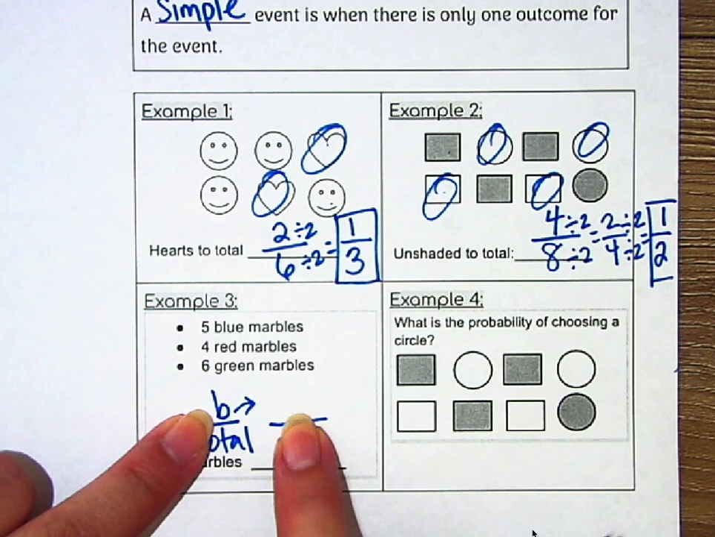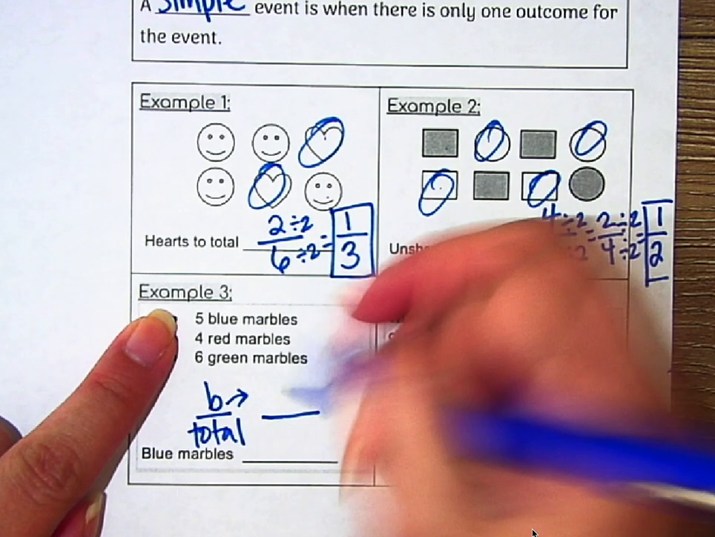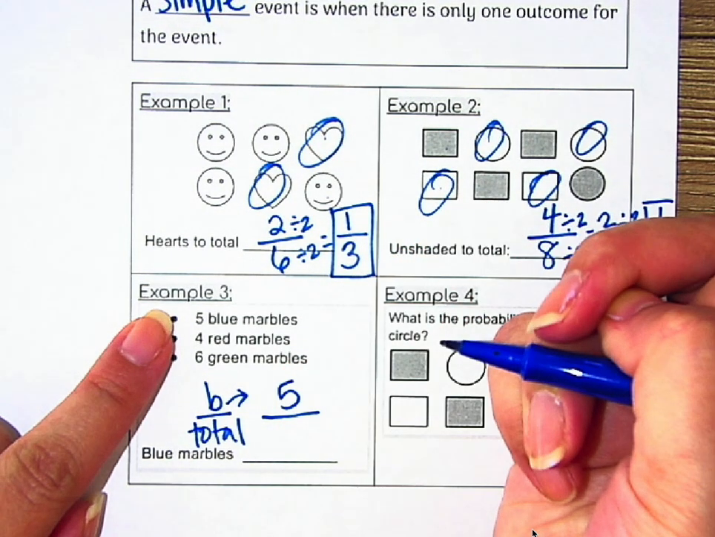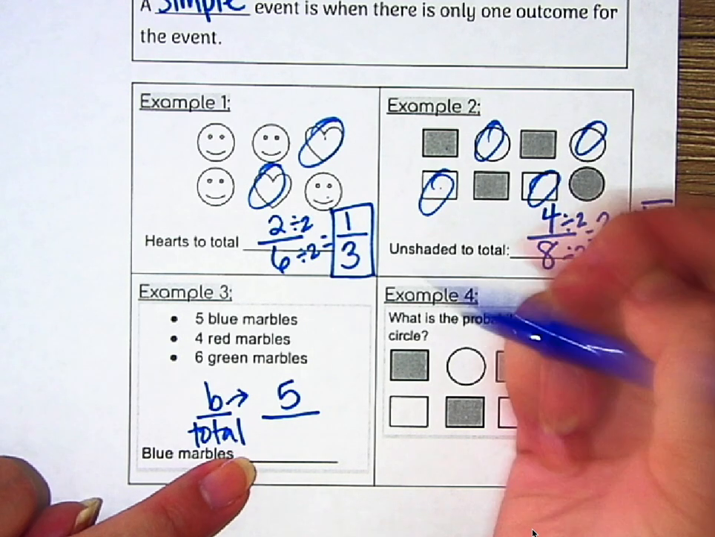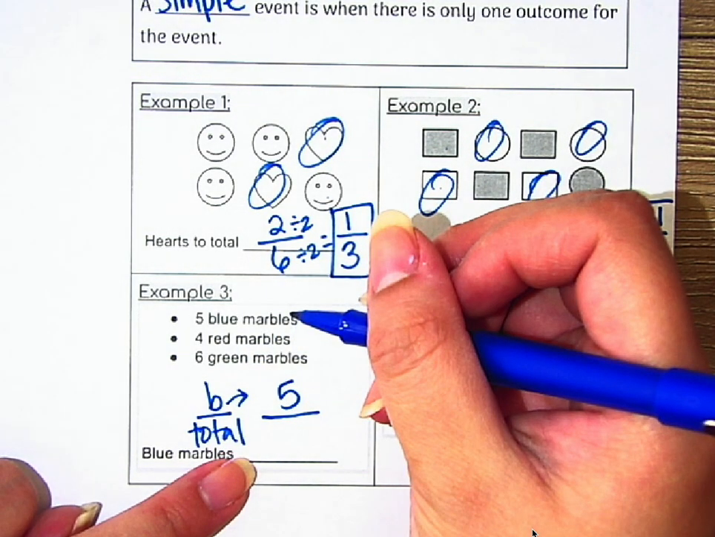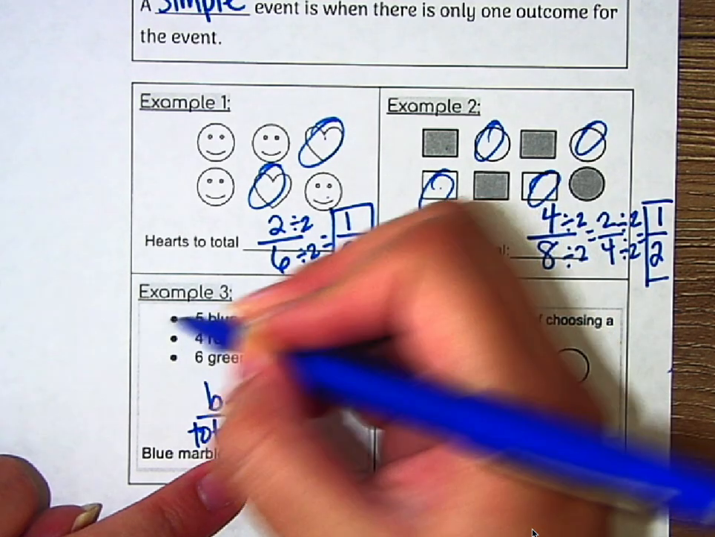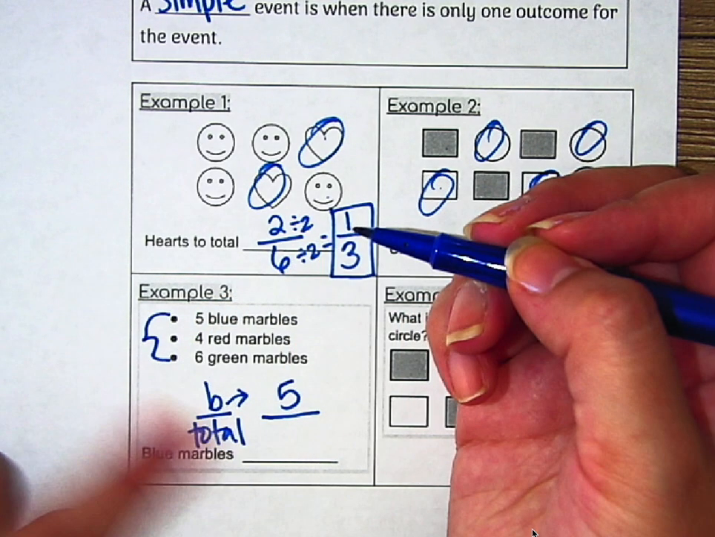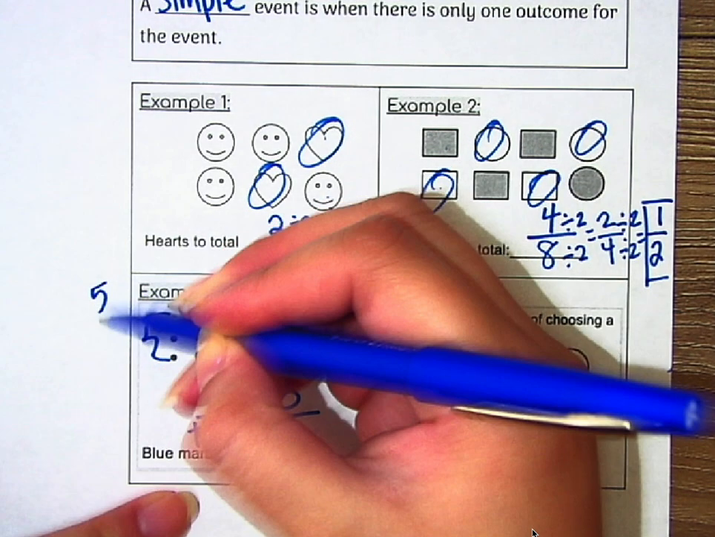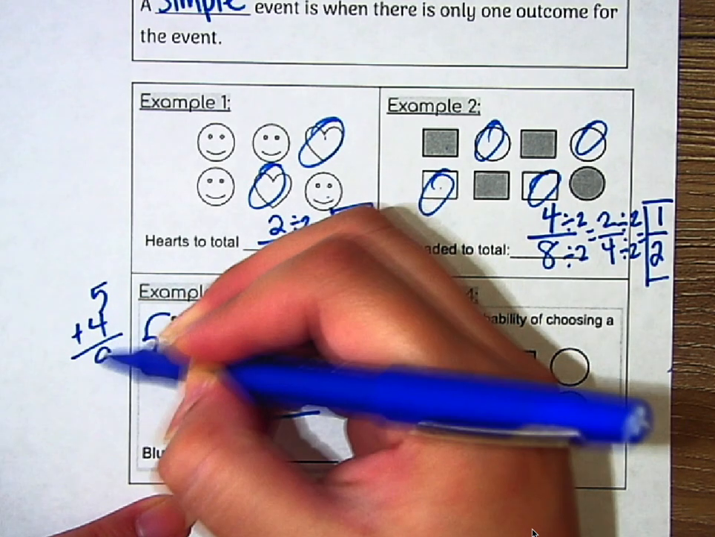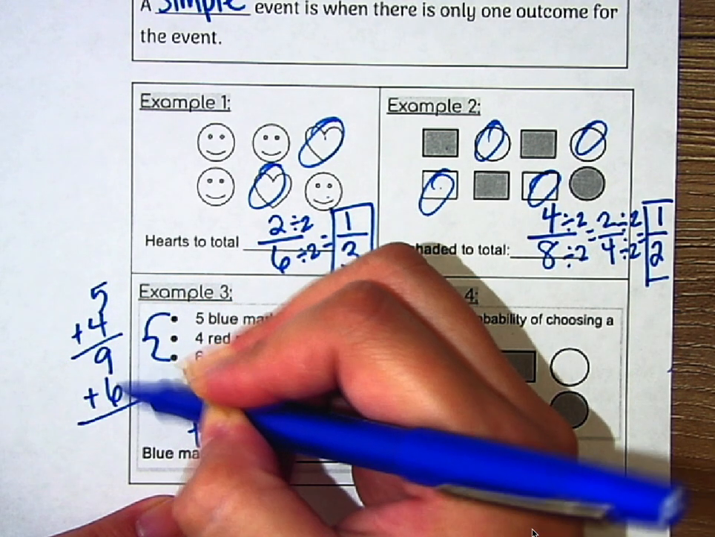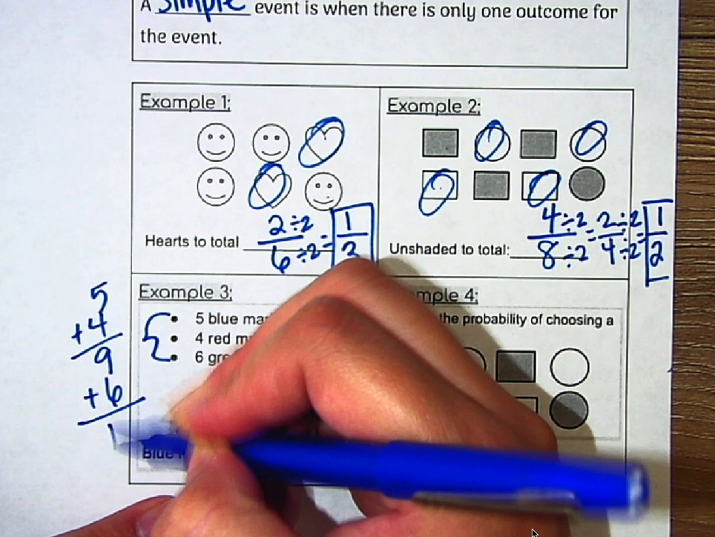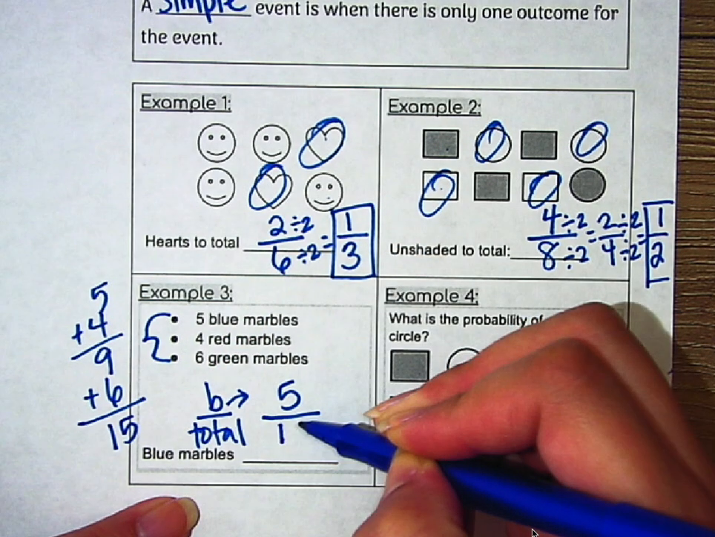So how many blue marbles were there? Well, it says there was 5, so 5 goes on top, and then I have to find my total. Again, the total is everything added up. So I'm gonna have to add up these 3 numbers here. I'm gonna add it on the side, 5 plus 4 gives me 9, and then plus 6, 9 plus 6 is 15. I'm gonna put that on bottom.